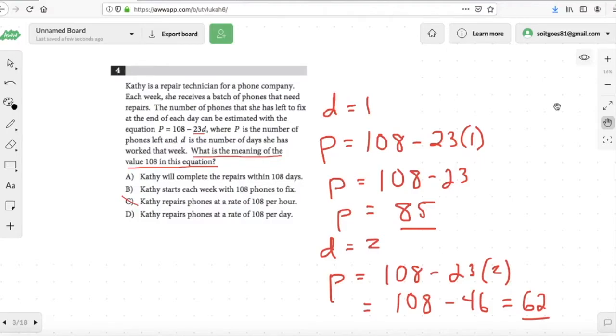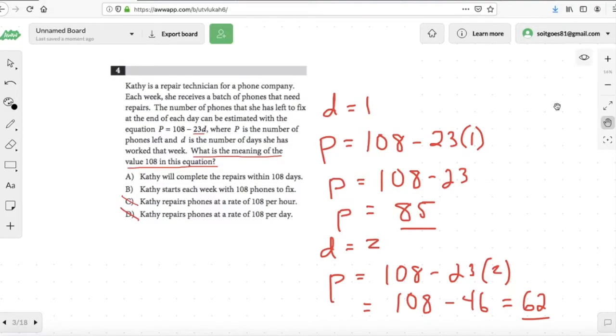I mean, if you're just going to estimate. 5. Something like 5 days. Something close to that. Absolutely, right? So now we can eliminate some other answer choices. Which answer choices can we eliminate? The phones at 108 per day. Yeah, she's not fixing 108 phones per day, she's fixing 23 phones per day. What else can we eliminate?